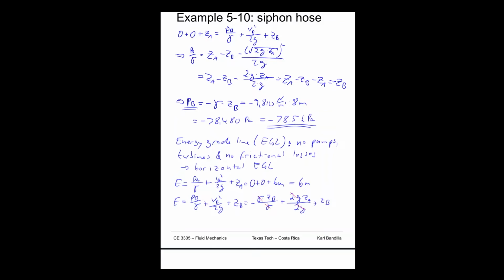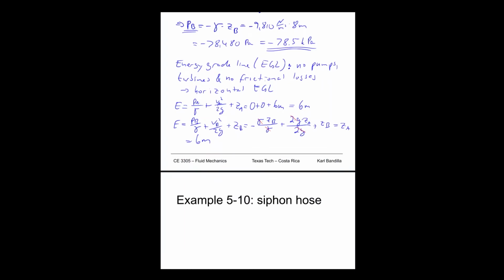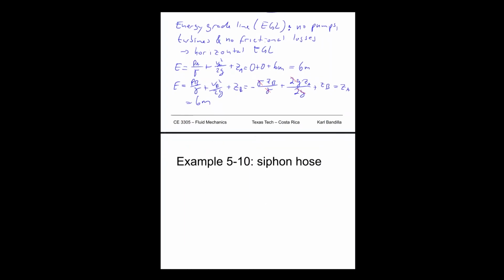My 2G cancels out. So what am I left with? I'm left with ZB plus ZA plus ZB. The negative and positive of the ZB cancel out, so I get equal to ZA, which is equal to 6 meters. Excellent. Now for the last point that we have, we'll plug that in too.